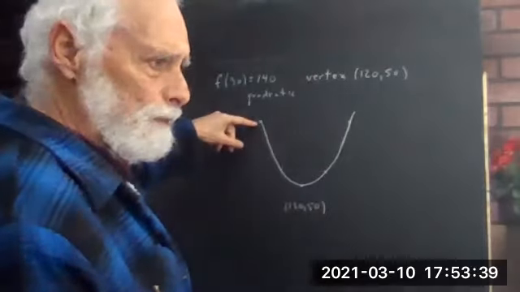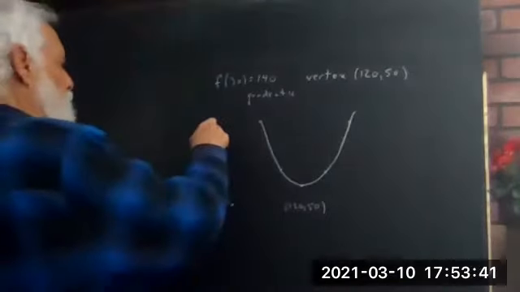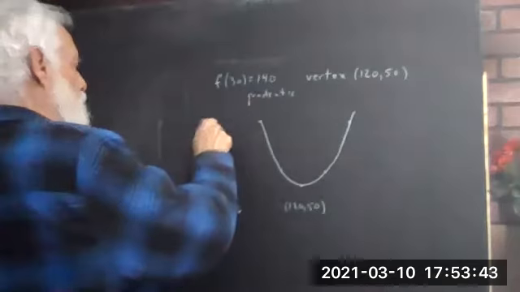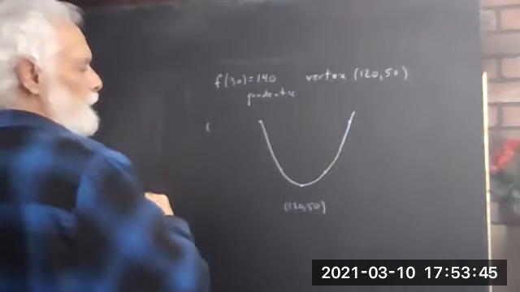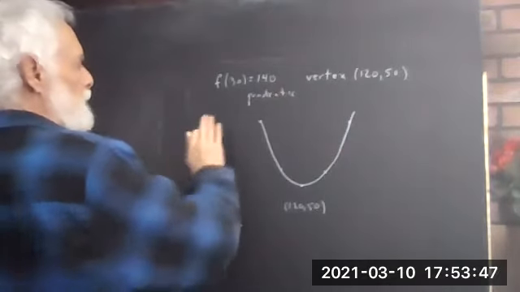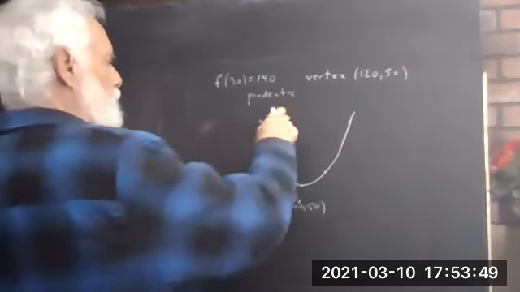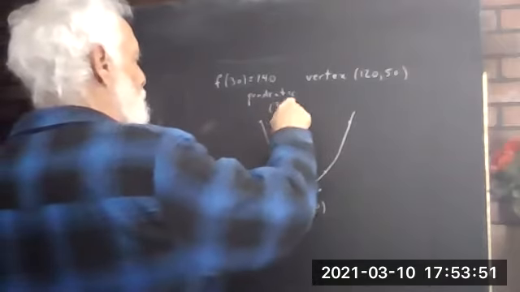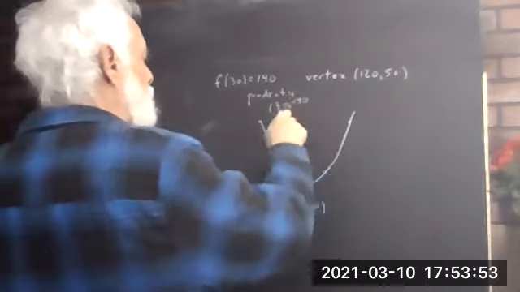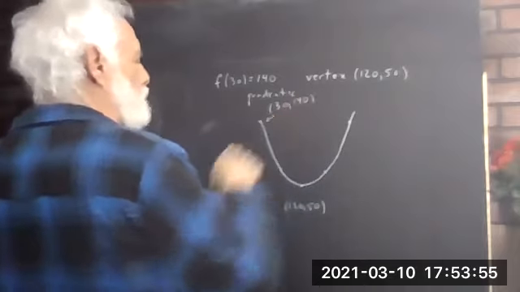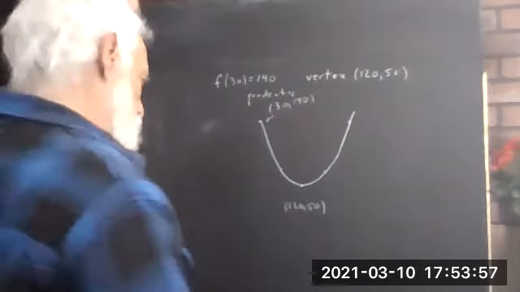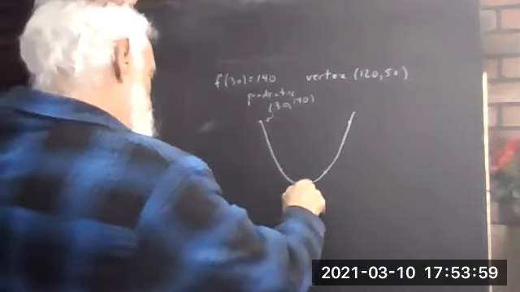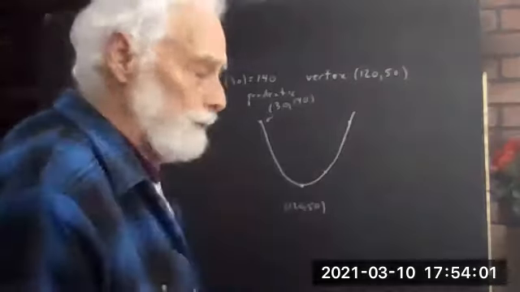I'm going to take this point here. I'm going to call that point... I don't really want to label it there. Okay, I'm going to label it here, 30, 140. And my vertex, of course, is 120, 50.